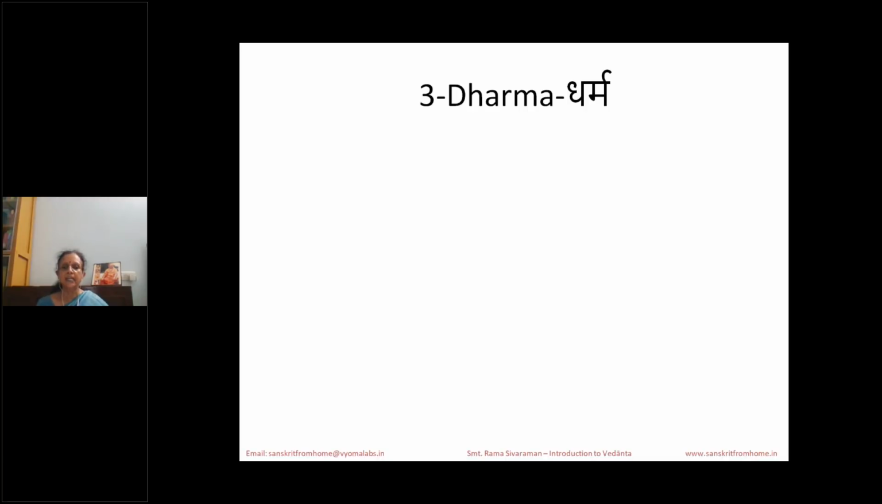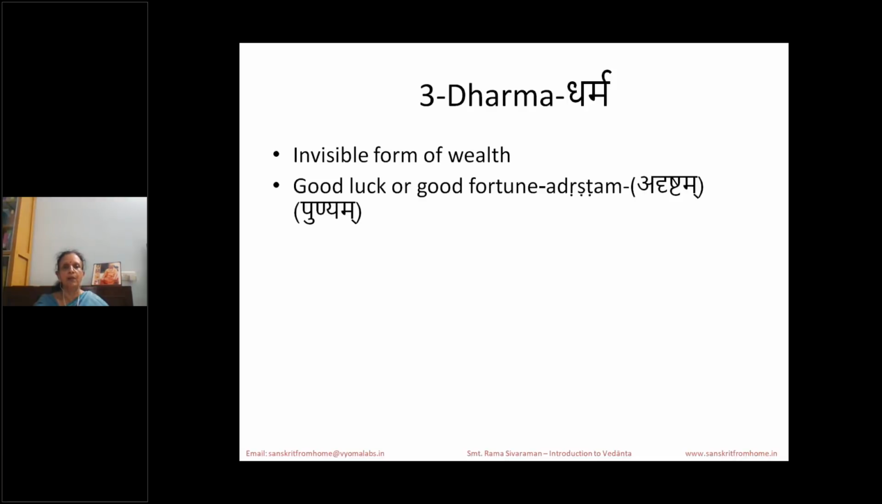Now the third goal is called Dharma. Dharma is something which is very unique to the Hindu culture, and Dharma is something which is invisible, right? It's an invisible form of wealth, and what we refer to as good luck or good fortune or adrishtam, which cannot be seen. So your punyam comes under the Dharma category.